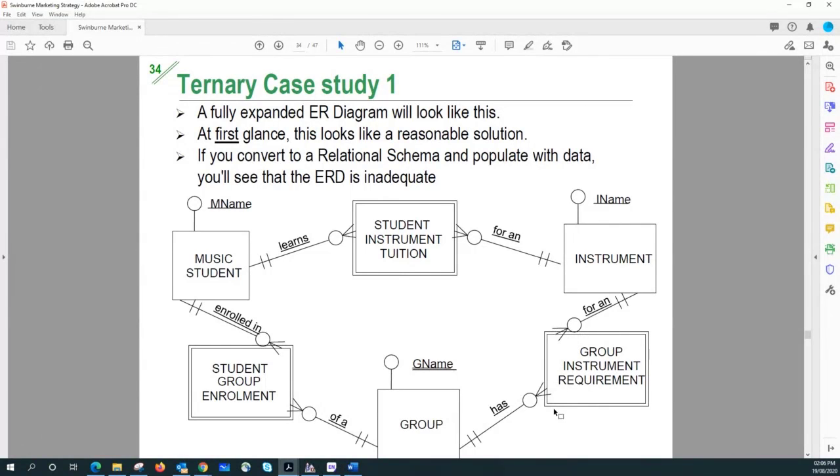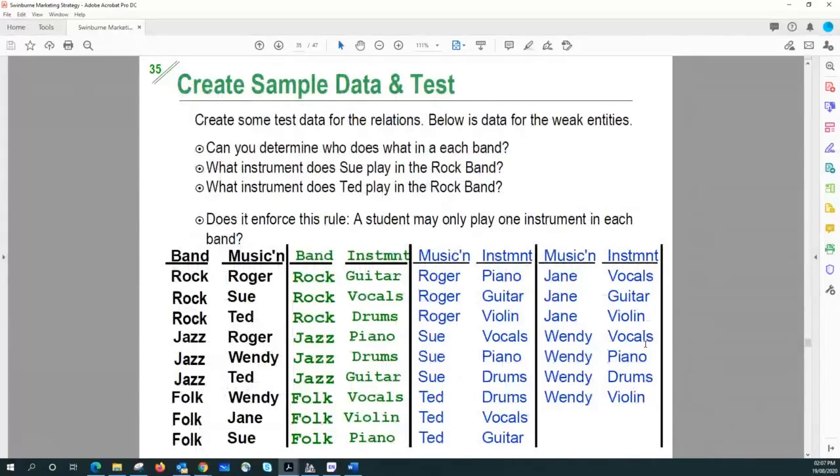Okay. At first glance, this looks like a reasonable solution for the problem that we have now. They want to produce a report saying which person plays which instrument in which group, right? That is the report the principal is asking us to produce. So it looks like, now that we have expanded it, obviously we can produce it. Now let's see whether we can produce the report, right?